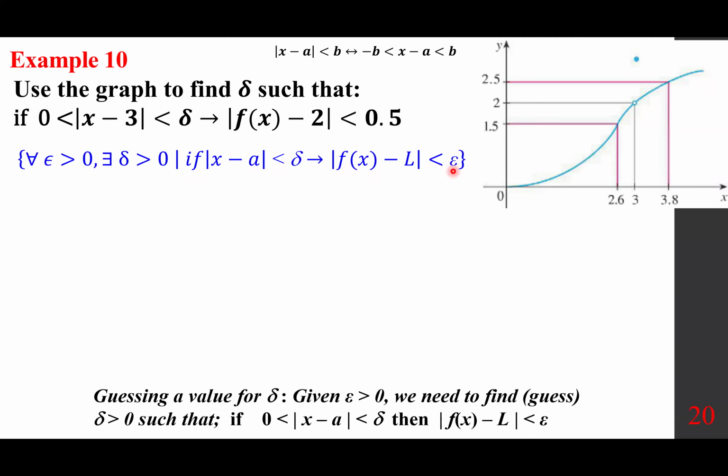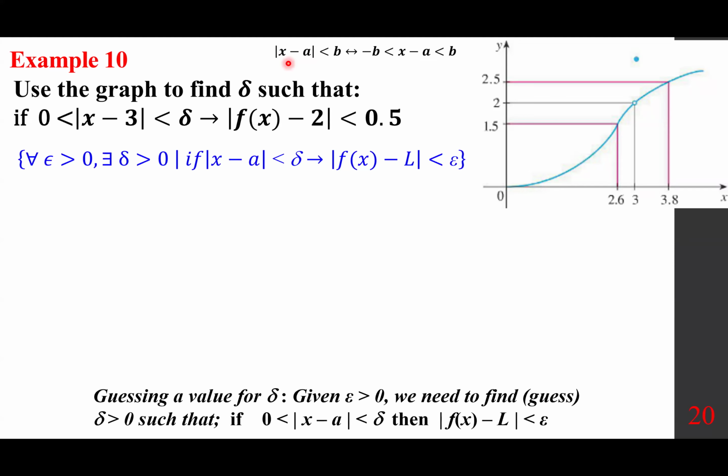Okay, so in this case, guessing a value for delta given epsilon larger than 0, we need to find or guess delta larger than 0 such that if the absolute value of x minus a is between 0 and delta, then the absolute value of f of x minus L is less than epsilon. That's the idea. Of course, this one, the graph actually is giving you the answer, but I want to show you the general methodology to work.